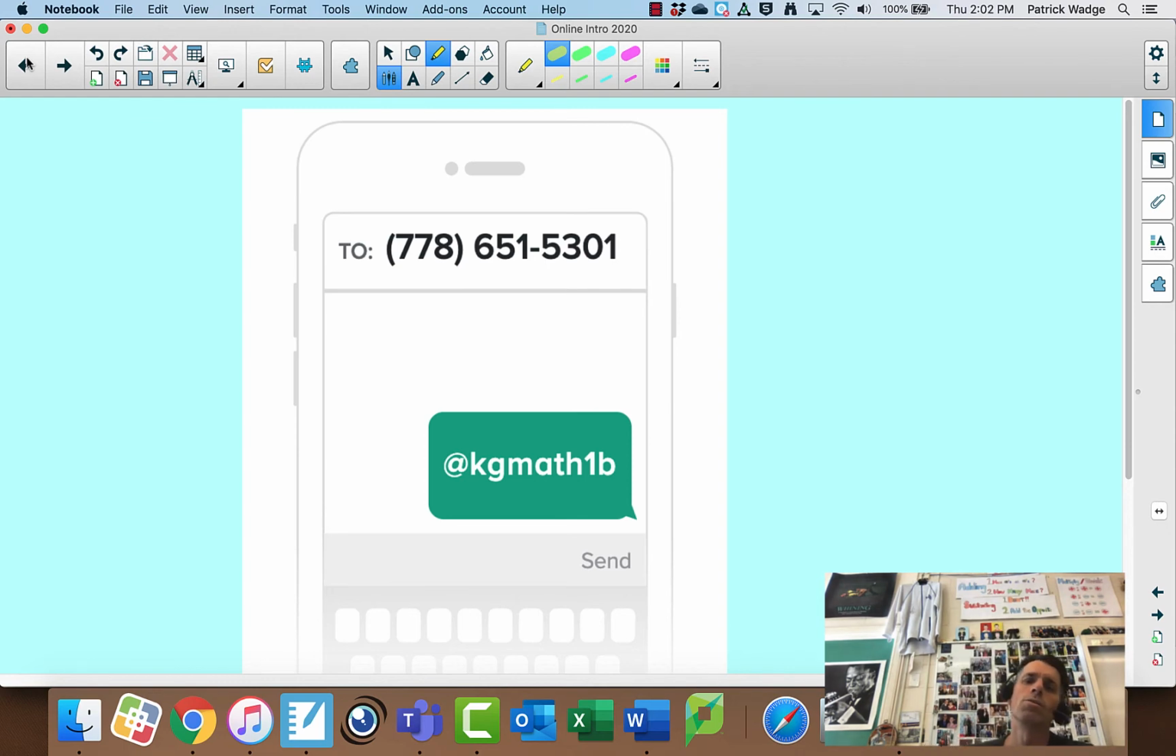So if you want to do this, what you do is you go into your phone. This is who you're sending the message to. You're sending it to that number. And the message you're sending is at KGMath1B. If you're on a Rogers plan, it doesn't seem like it works very well. It might not work. You'll know it works if you get some message back that says you've been added to Mr. Wodge's Math 9 class or something like that. But for you Rogers people, we might have to try in person, and even then it might not work. Darn you, Rogers. So you don't have to do that, but if you want to, you certainly can.